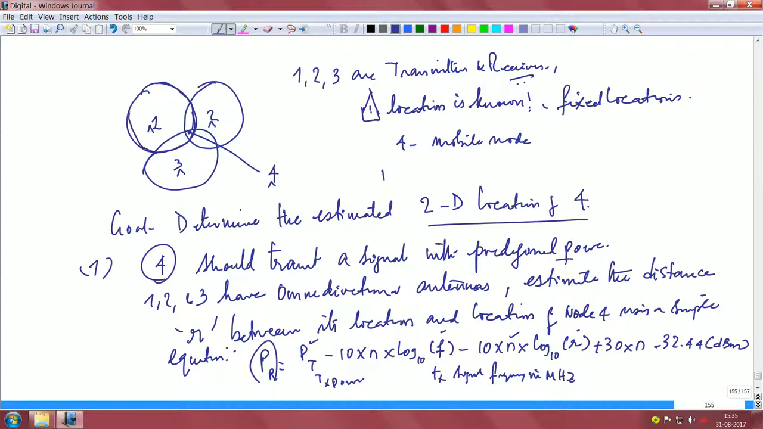The only conclusion that can be made is that it is on the perimeter of a circle with radius R1 centered at node 1. I have not shown it properly, but excuse me for that. We should show it with the center there, right?